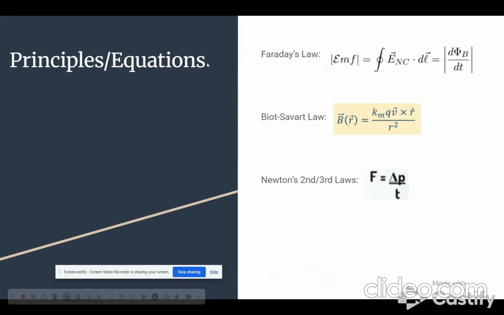So, the principal equations used: we're using Faraday's law, which also incorporates Lenz's law if this was negative here. Then we also have the Biot-Savart law for a moving point charge. And we also have Newton's second and third laws, which just state that net force is equal to a change in momentum.